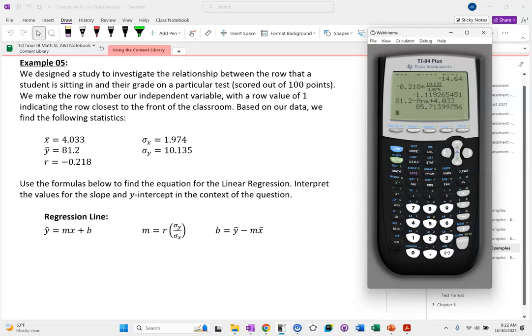So if I round my answers to 3 sig figs, I'd say y equals negative 1.12x plus 85.7. Everybody feel okay there? No big deal, right? Just plug the stuff into the formulas and that's it. So slope is m, y-intercept is b. I'm just using those two formulas right there, plugging the values from up here in, and then I write this with my value for m and b plugged in. No big deal, right?